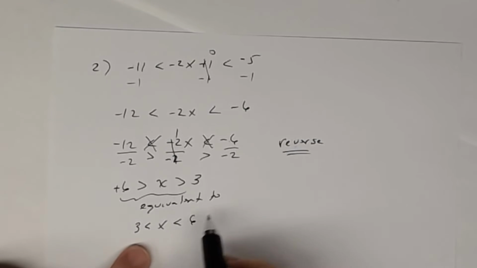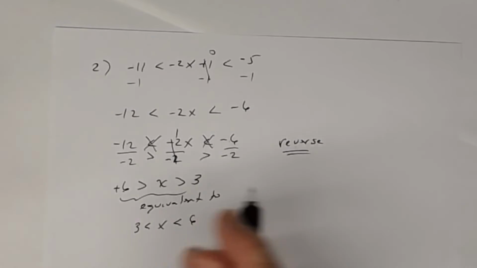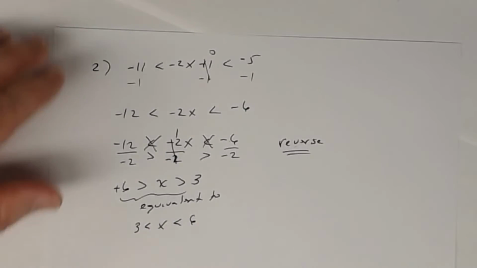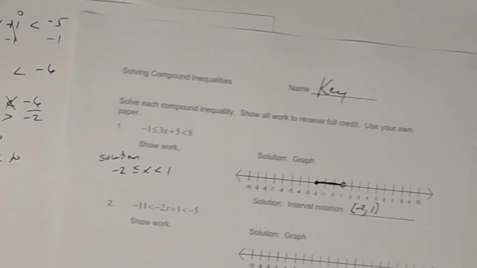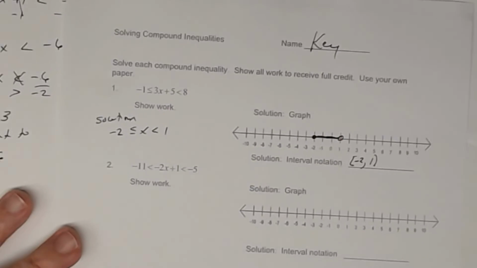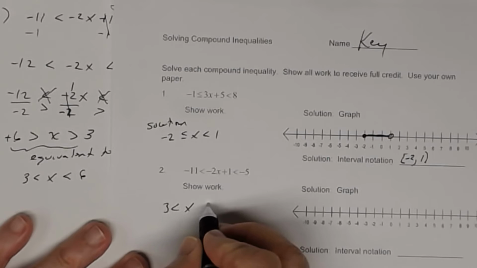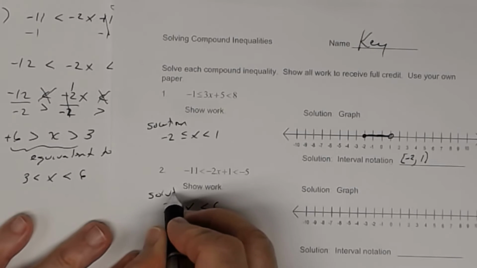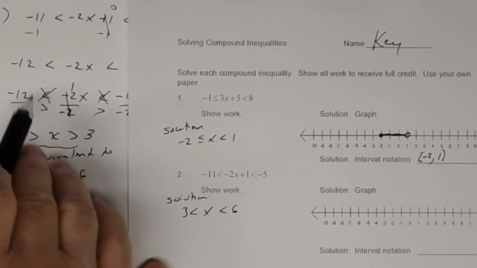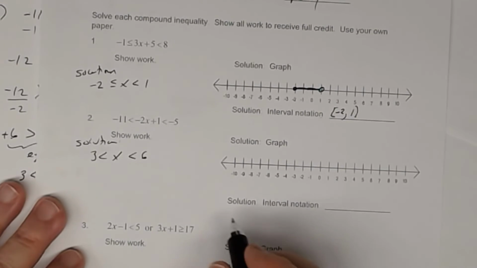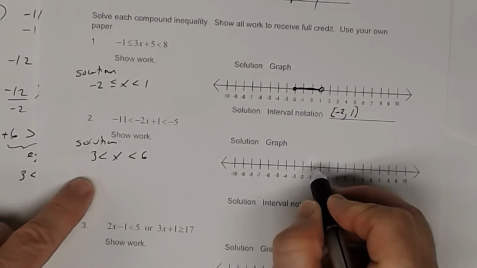So 3 is less than x, it's less than 6. That's what we wrote here. And so now when you write it like this, and I'm going to go ahead and go to the graph here, it makes the graph a lot easier to deal with. So remember, let me write the solution here. 3 is less than x, is less than 6. That's the solution, right? Here's your work right here. So make sure you show the work.